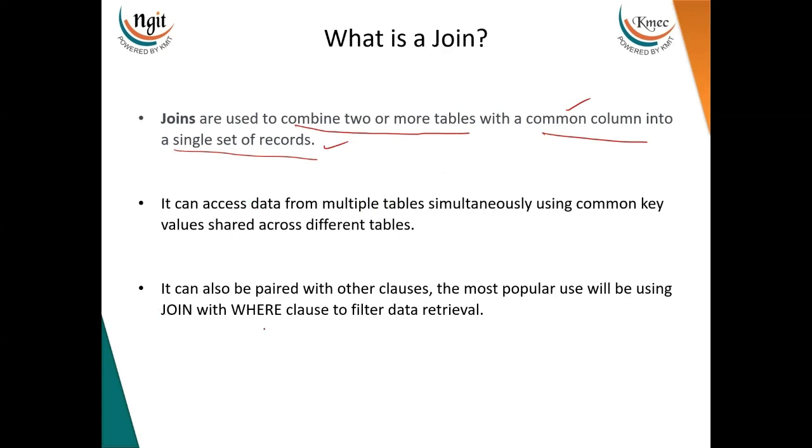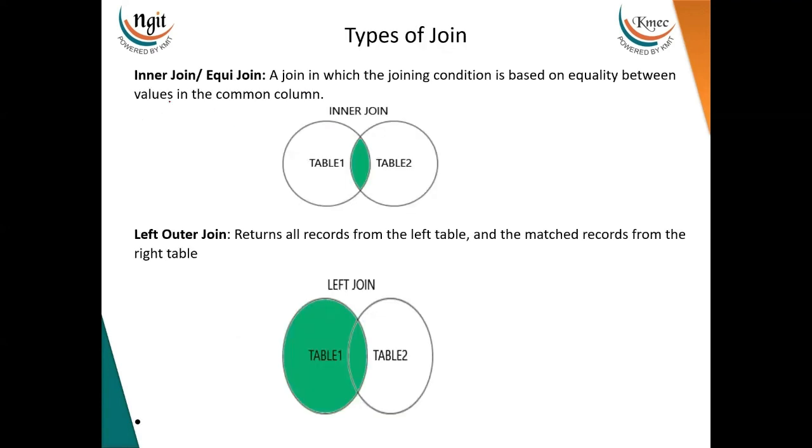In the join, we will be making use of the where clause in order to filter the data for retrieval purpose. Now let us move on to the different types of joins. Firstly, we have inner join, and the other name for inner join is equijoin.